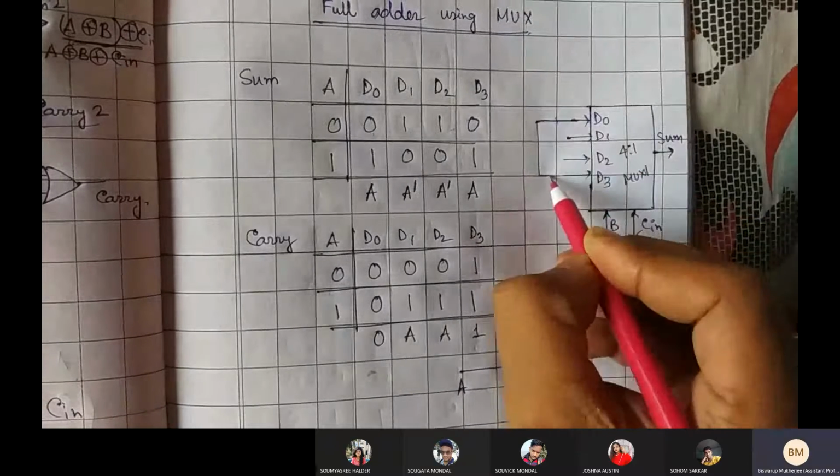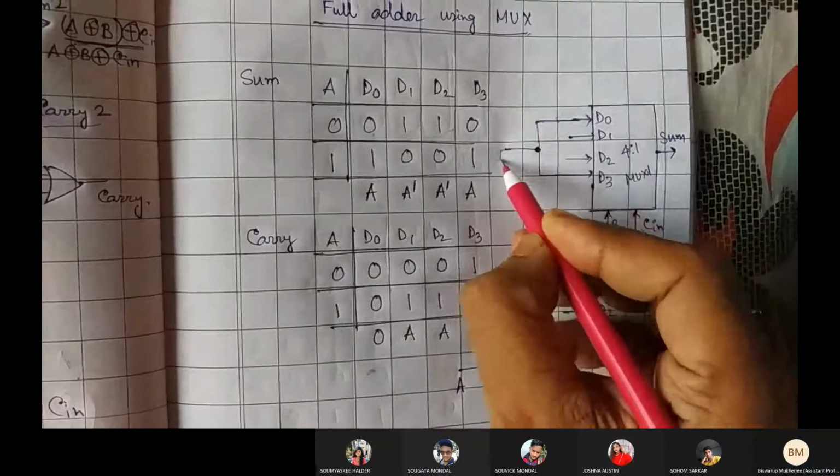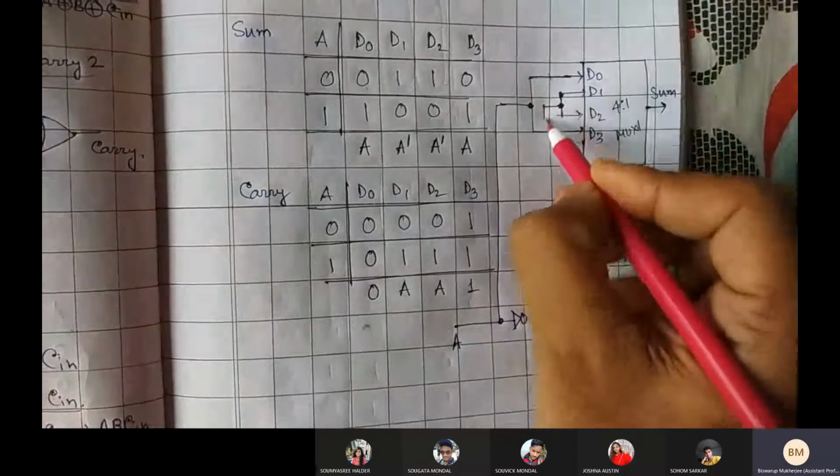So let's short D0 and D3 and connect it with A. Right? I connected this with A. Similarly D1 and D2, this should be shorted, and will be connected with your A bar. Right? So this is your A bar. Okay. So this is the sum it will be generating.